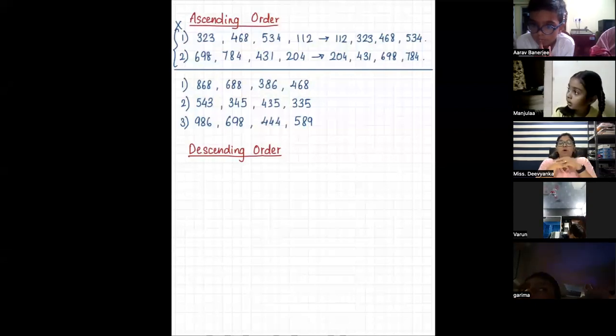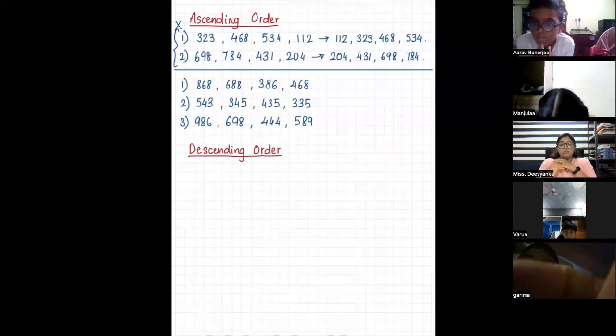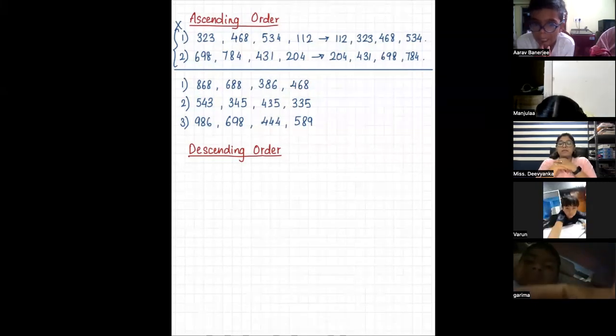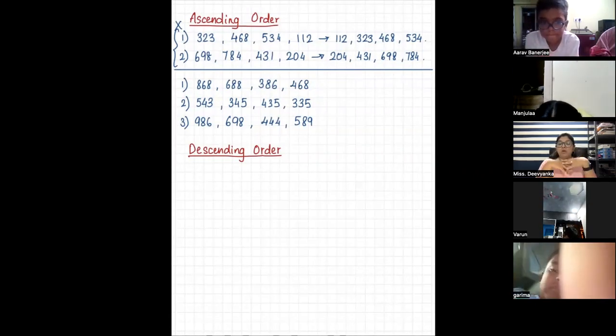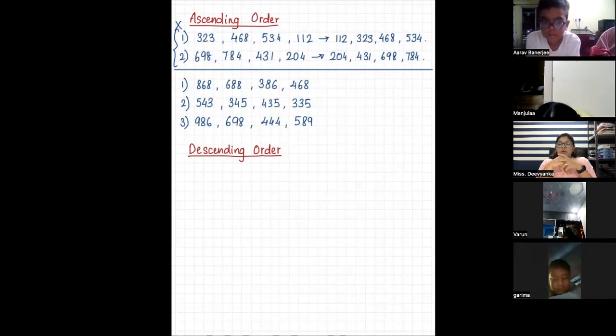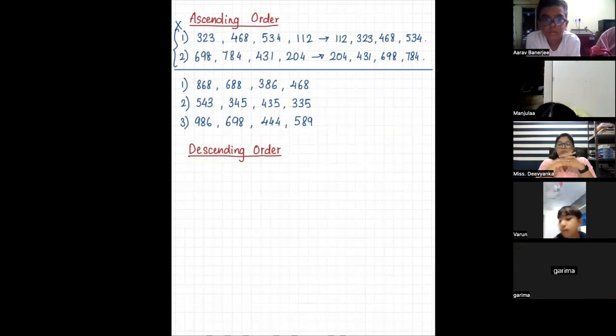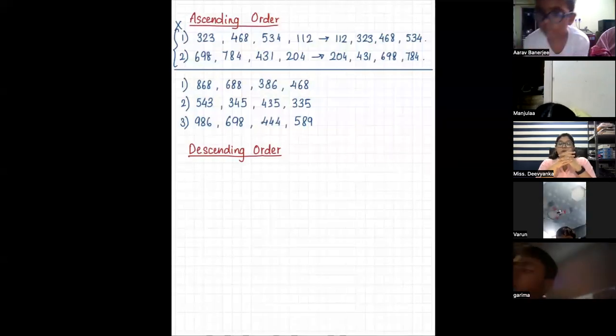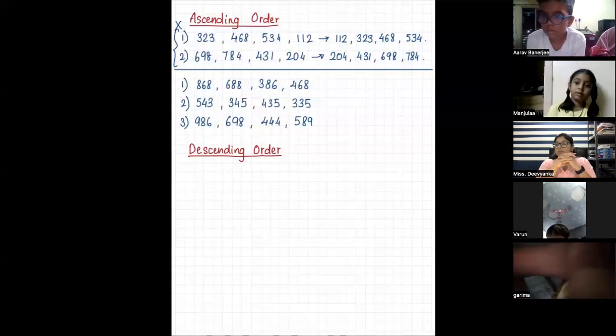Advait, darling, if you want, you can type your answers in the chat box and send it to me. If that is possible for you to do, you can do that. Just share it alone with me. Okay? Don't share it with everyone in the group. All right, Sakshi and Varun, 2 more minutes for you.